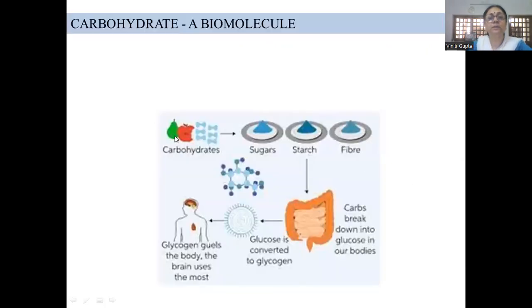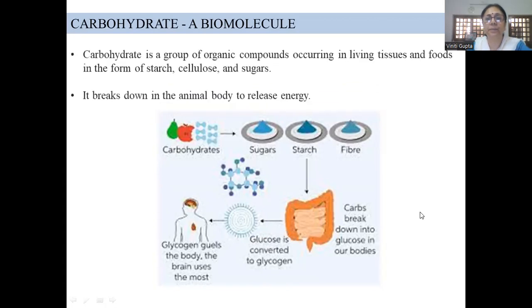The body consumes the complex carbohydrates, which may be sugar, starch, or fiber. The whole digestive system, at various steps, breaks it down into simpler sugars, that is glucose, which is by certain processes stored as glycogen in the liver, and it is used by the body on demand.